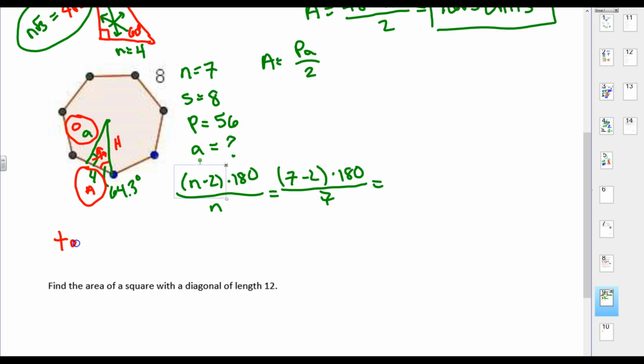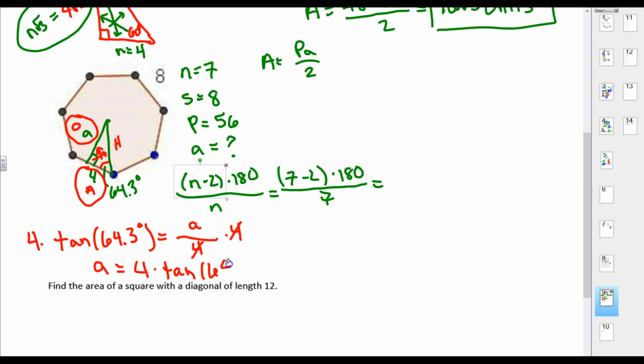So I can say that the tangent of 64.3 degrees is equal to my opposite side, which is the apothem, divided by the adjacent side, which is 4. So I multiply both sides of this by 4 to cancel the 4's. So my apothem is 4 times the tangent of 64.3 degrees, which we can find now.